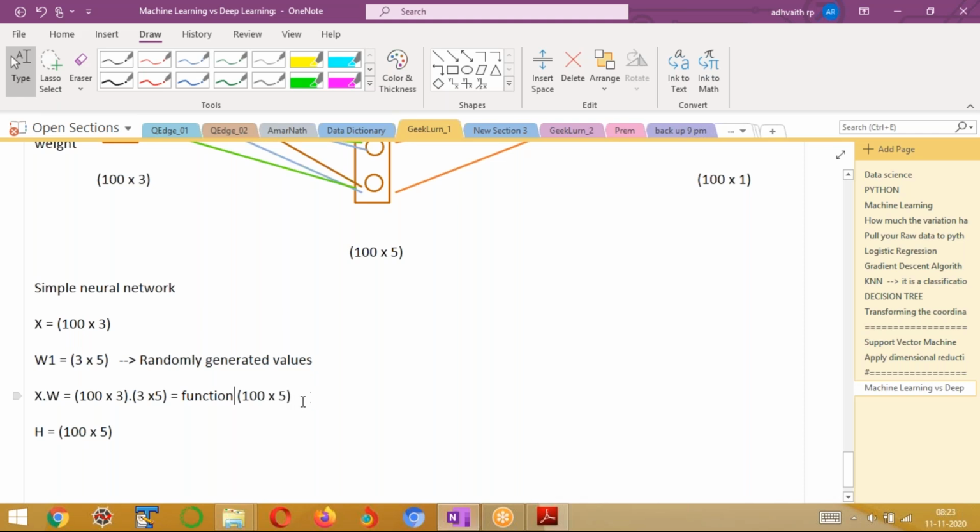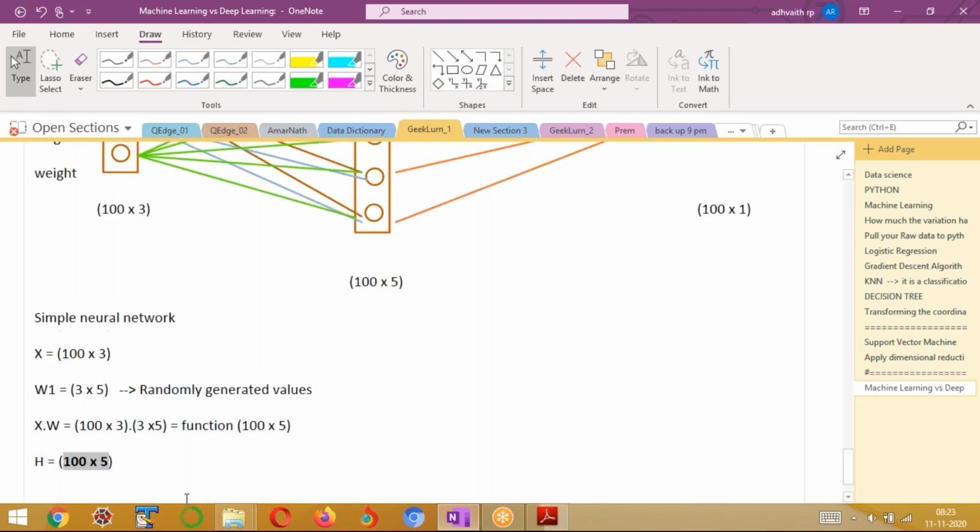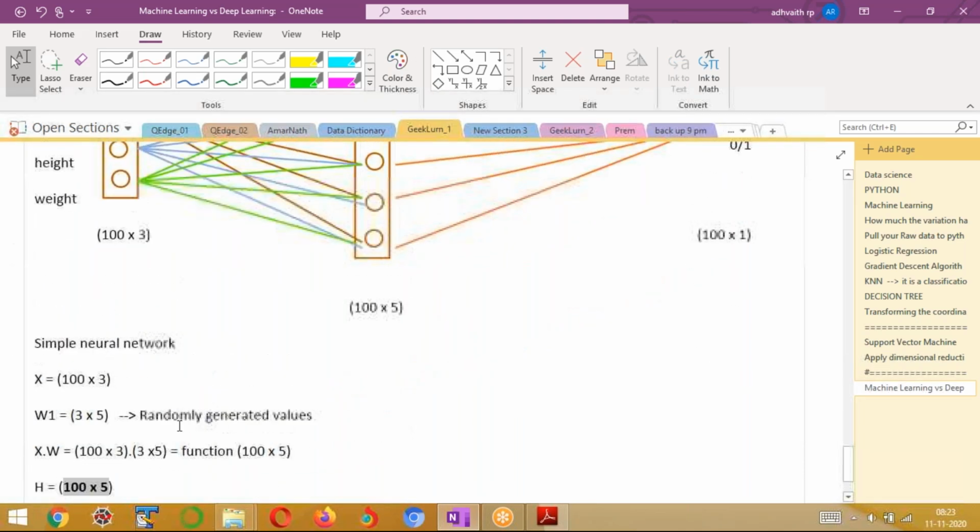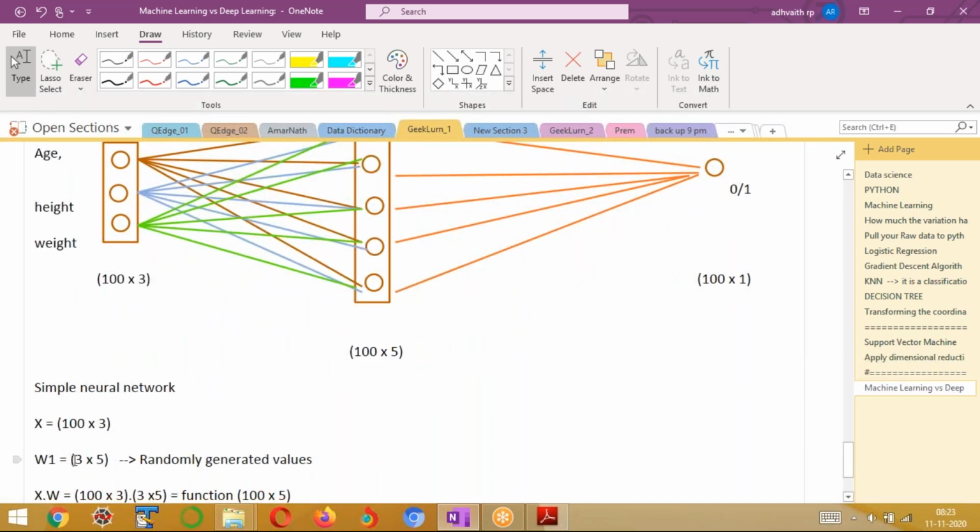I'm applying a function. I'm going to get h values. Those values will be placed exactly here now. Exactly here. Is it clear? So how many weight values are to be created? 3 into 5, 15 weight values. 3 by 5 set means what? 3 into 5 is 15 values.